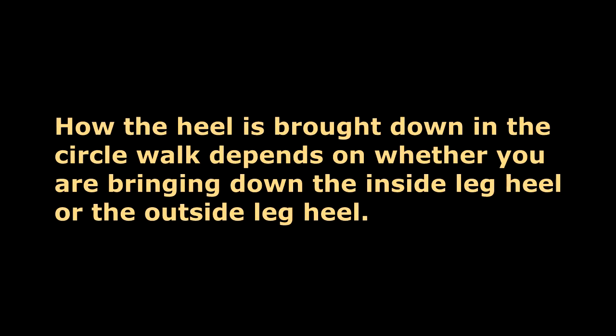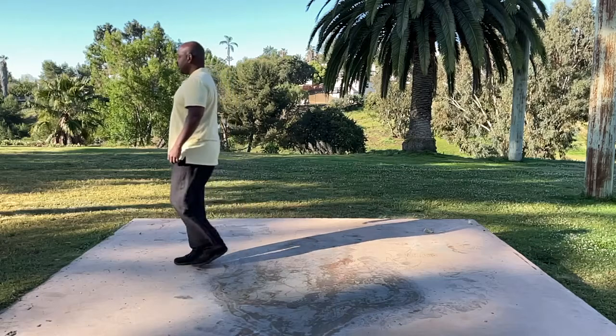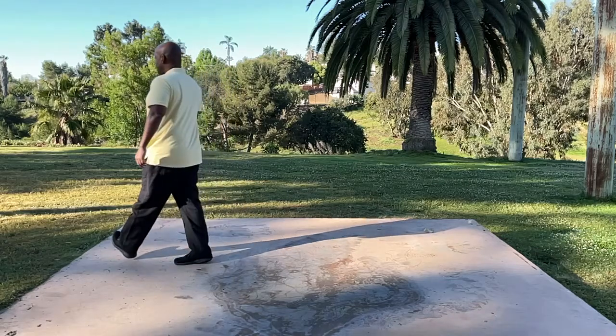How the heel is brought down in the circle walk depends on whether you are bringing down the inside leg heel or the outside leg heel. When bringing down the heel of the inside leg, the motion is initiated by turning the lower abs toward the inside leg. When bringing down the heel of the outside leg, the motion is initiated by turning the upper abs towards the inside leg.